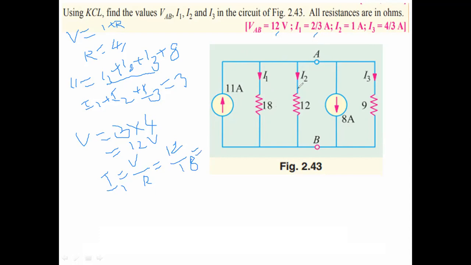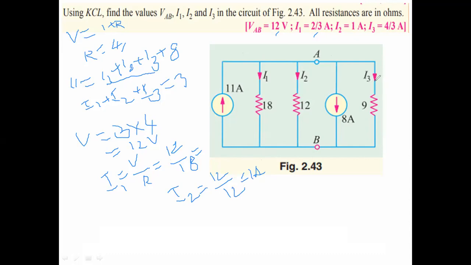Similarly, we can find out I2. I2 is nothing but the current flowing through the 12 ohm resistor. So I2 is equal to the total voltage, 12 volts, divided by the 12 ohm resistance. That gives 1 ampere of current.